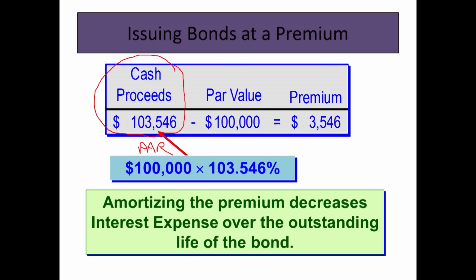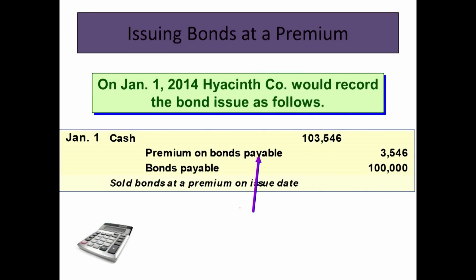Here's the deal. At the inception of the bond, when we issue it, we're getting $103,546. But we only have to pay back par value, which is $100,000. So we're receiving more money at the inception than what we have to pay back at maturity. Just the flip-flop. You with me? Okay. So we have a bond premium in this example of 3,546, and we are going to amortize that just like we did the discount. Let's take a look at the issuance journal entry.